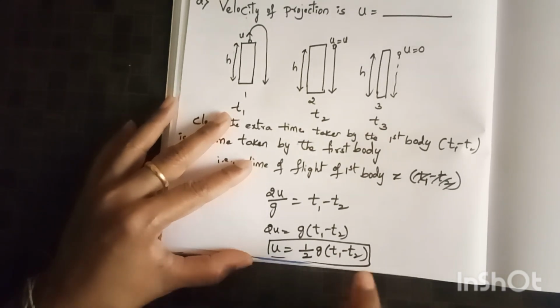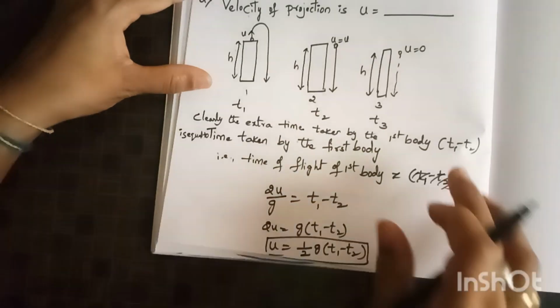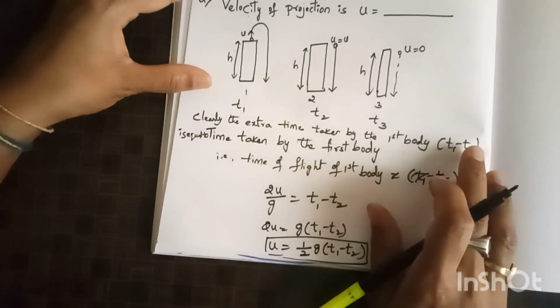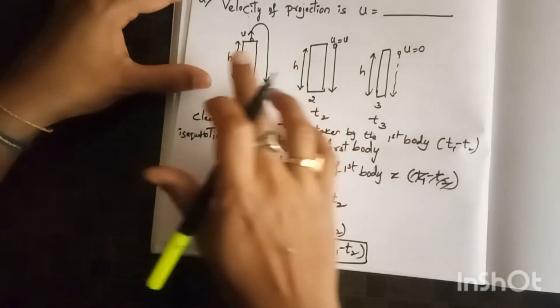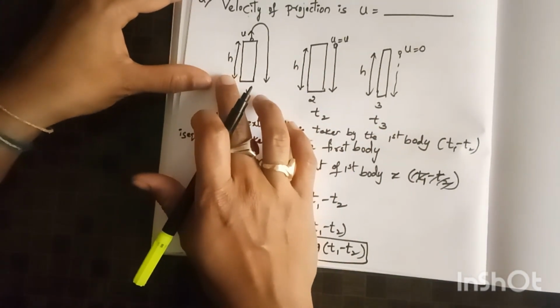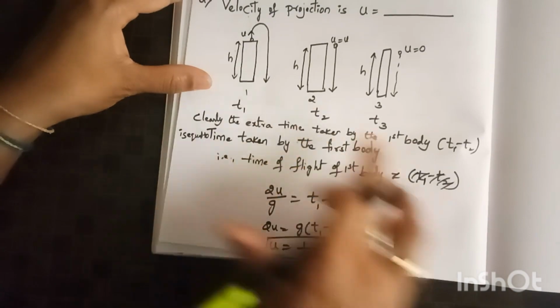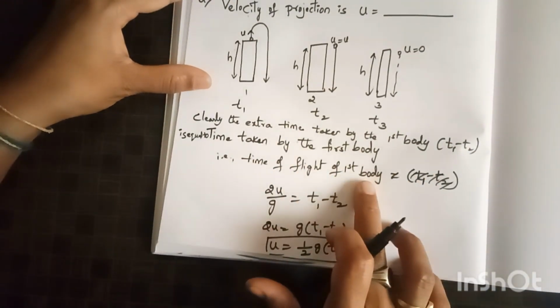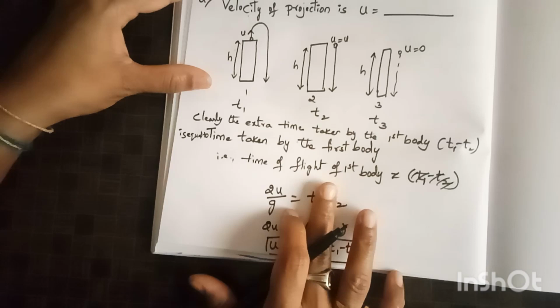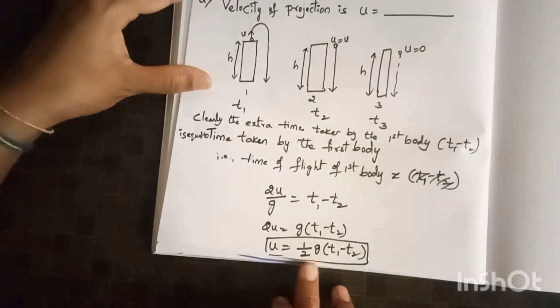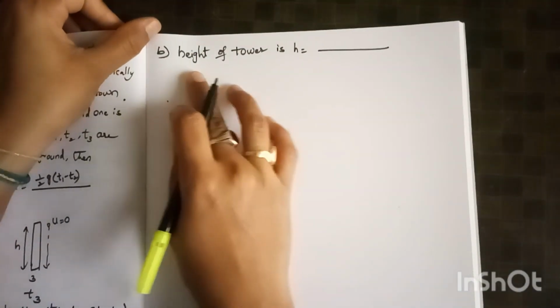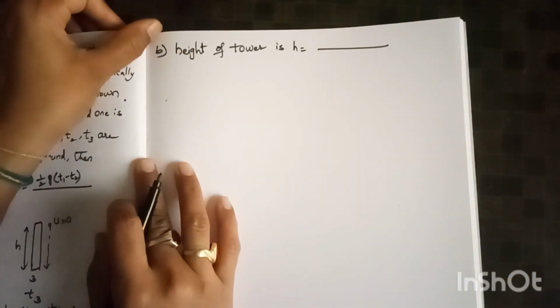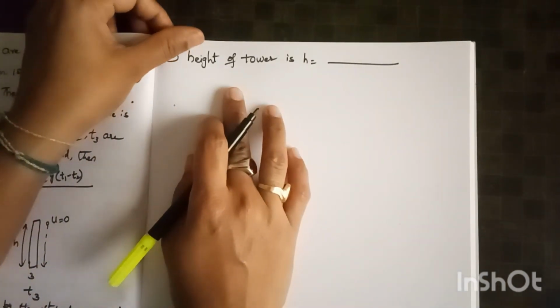Why am I taking t1 minus t2? Because compared to the second time, the first time will take an extra time because it is following the time of flight. So t1 minus t2 equals the time of flight. So based on this concept, we found the velocity of projection, that is u equals half g into (t1 minus t2). Now we are going to find the height of the tower. So I said each of them is projected from the same height. So we are going to find the height of the tower.